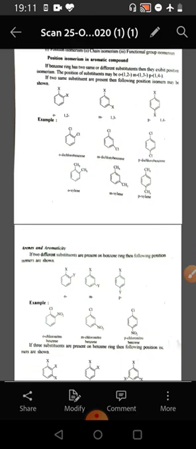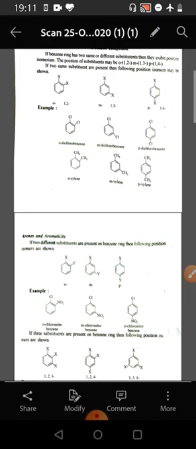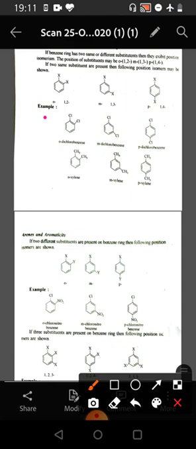If the benzene ring has two same or different substituents, then they exhibit position isomerism. The position of substituents may be ortho, meta, or para. If two same substituents are present, then the following position isomers are obtained. For example, orthodichlorobenzene, metadichlorobenzene, paradichlorobenzene. Another example is orthoxylene, metaxylene, and paraxylene.